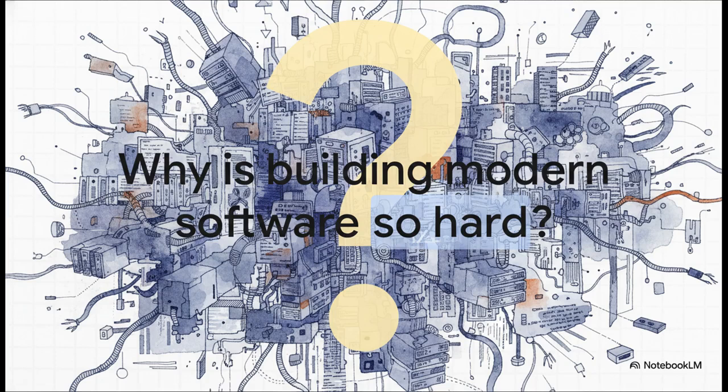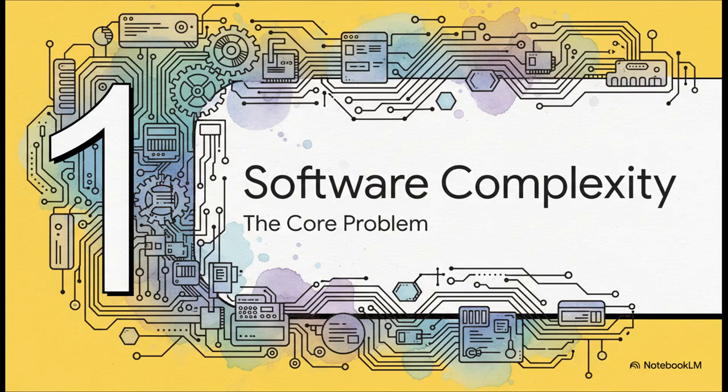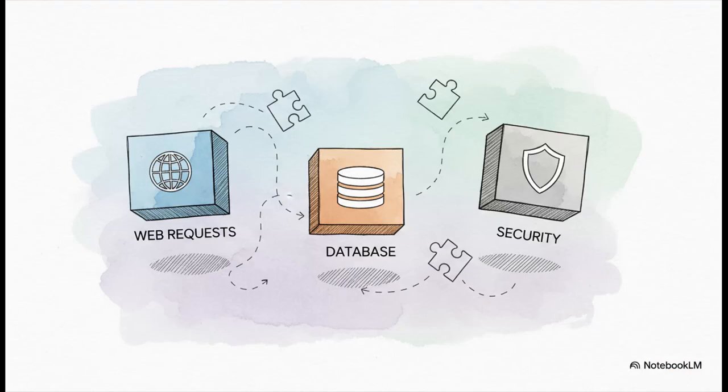Why on earth does it feel like building even a kind of simple modern application can be so incredibly complicated? Well, it all comes down to what we can call the software complexity problem. You see, modern software isn't just one big block of code anymore. It's this intricate web of all these different interconnected parts. Just think about it for a second. Any app worth its salt needs to handle web requests, right? It's got to talk to a database, manage security.